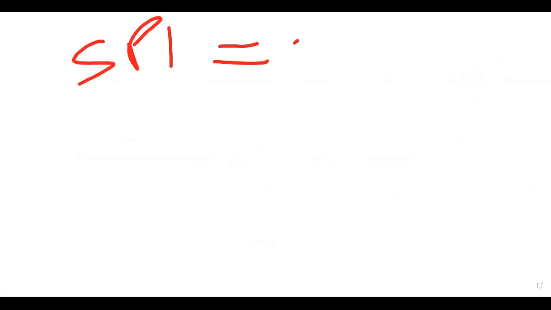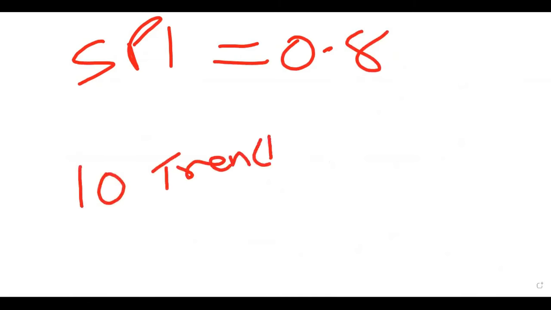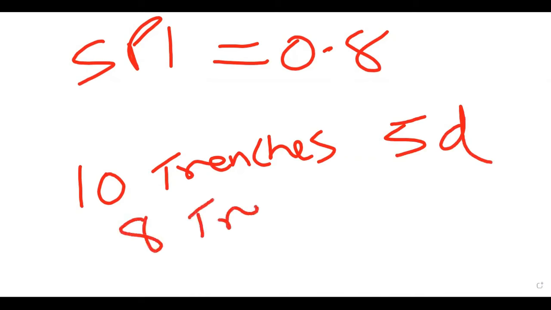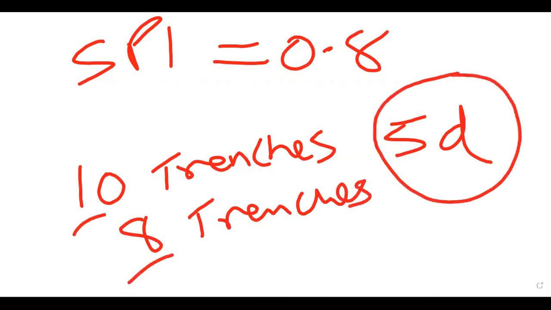SPI of 0.8. What this means is, for example, if on a project I said I would dig 10 trenches in, let's say, 5 days, but at the end of 5 days, I had only dug 8 trenches, 8 out of 10 within the time box. That's what the SPI means.